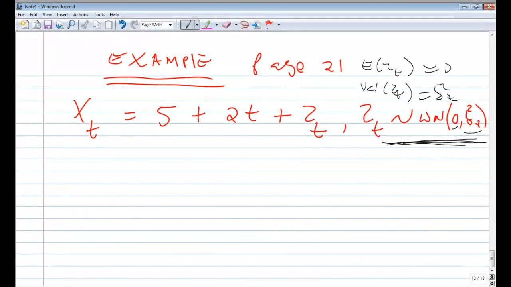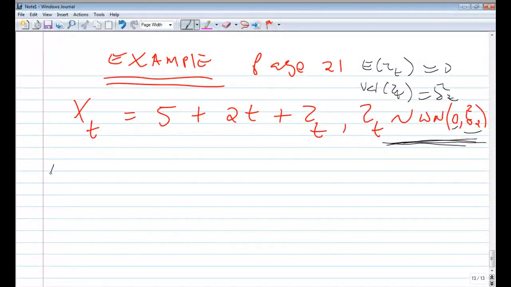So where do we start? The question says check whether the process is covariance stationary. Where do we start? Remember, you have to calculate the expected value, the variance, and the covariance. If all of them are independent of t, therefore the process is covariance stationary. That's it. So now let's start.